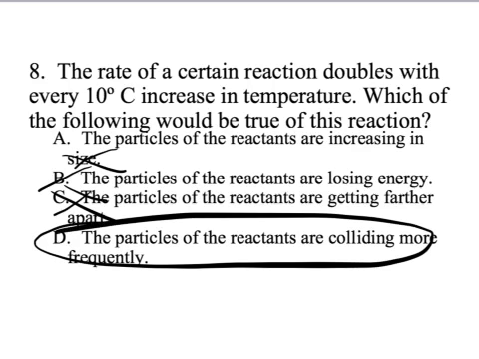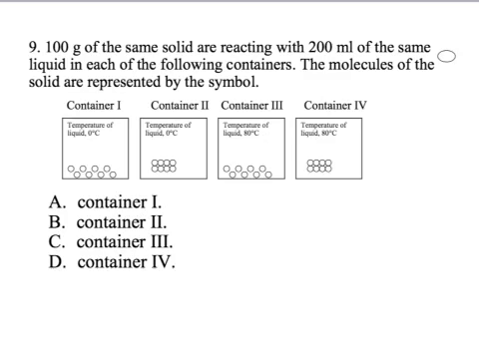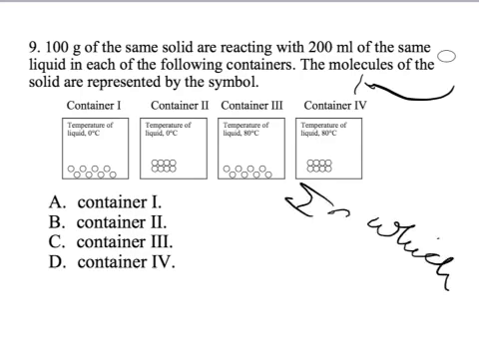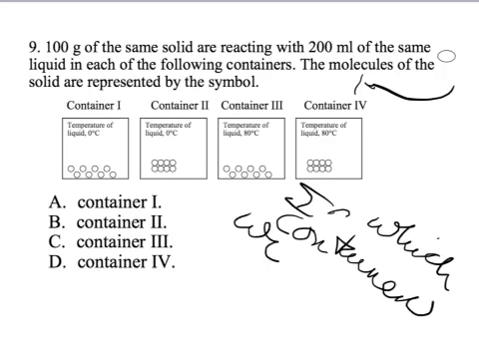Number 9, 100 grams of the same solid are reacting with 200 milliliters of the same liquid in each of the following containers. The molecules are represented by the symbol. So this symbol represents the molecules. Okay? The question should say, in which container will reaction occur faster?